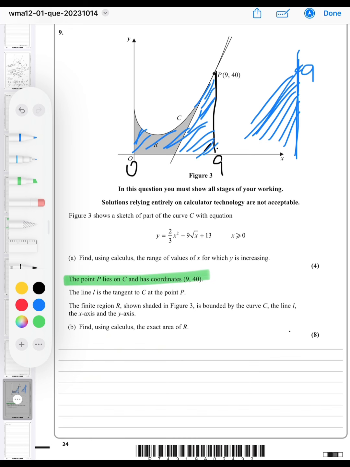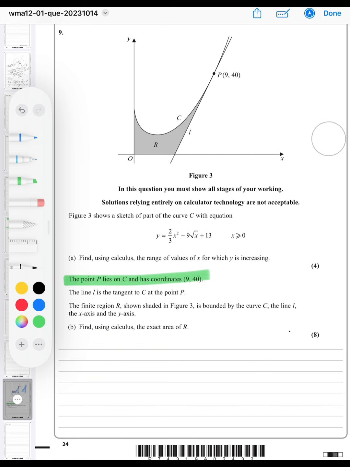So the concept here is, we will apply the integration over it, which will give us the whole area. Then you can see here, as it's a straight line, so we will find the area of the right angle triangle, and then we'll subtract it from the blue one, the whole area, and then we'll get the shaded part. So first of all, we have to integrate the curve.